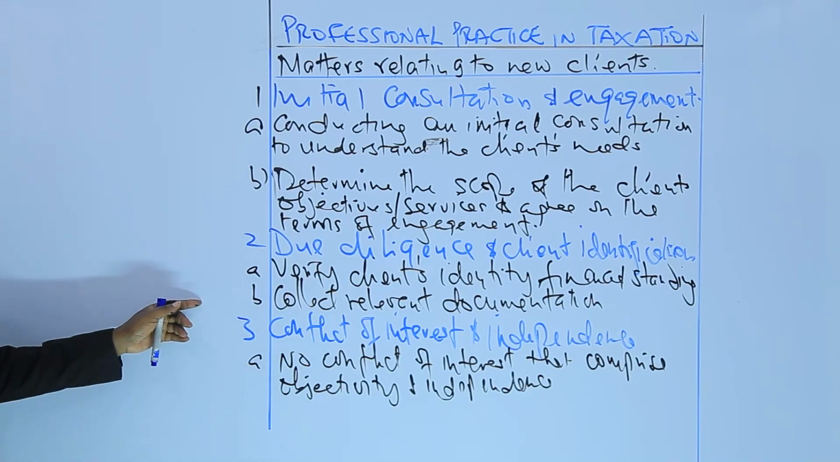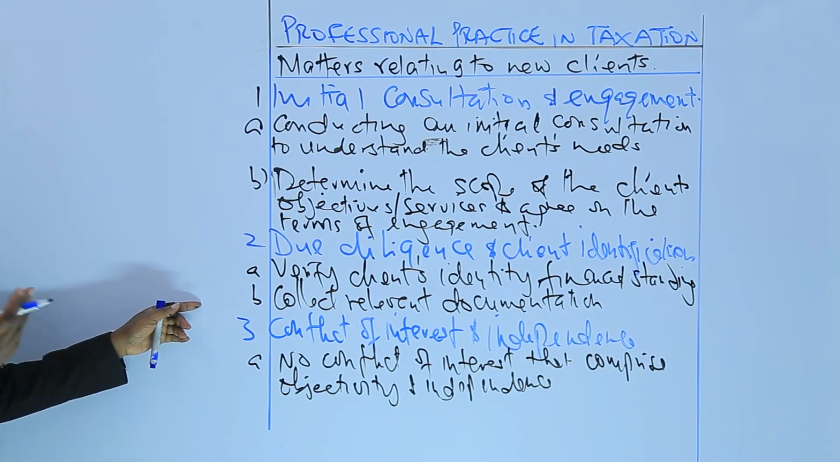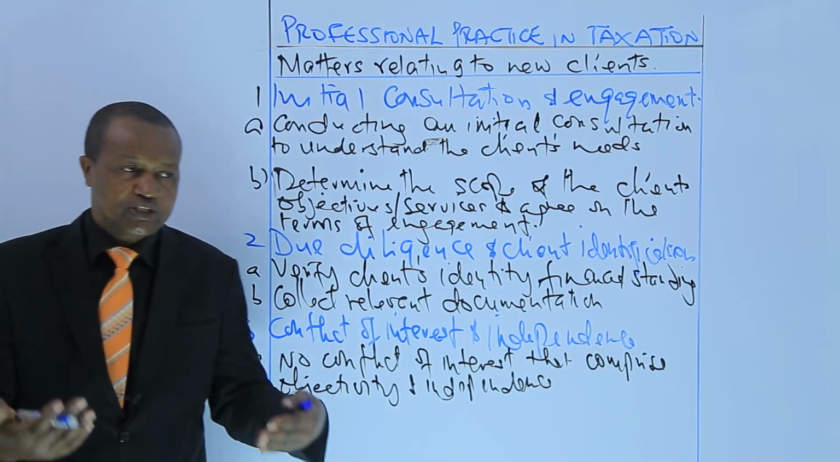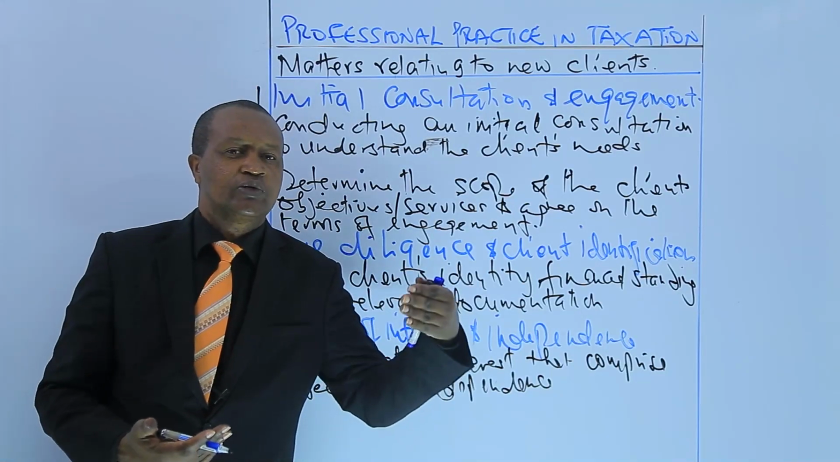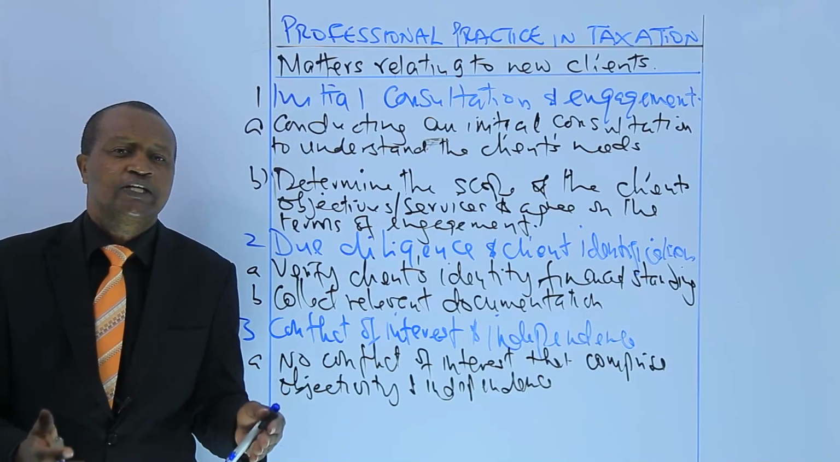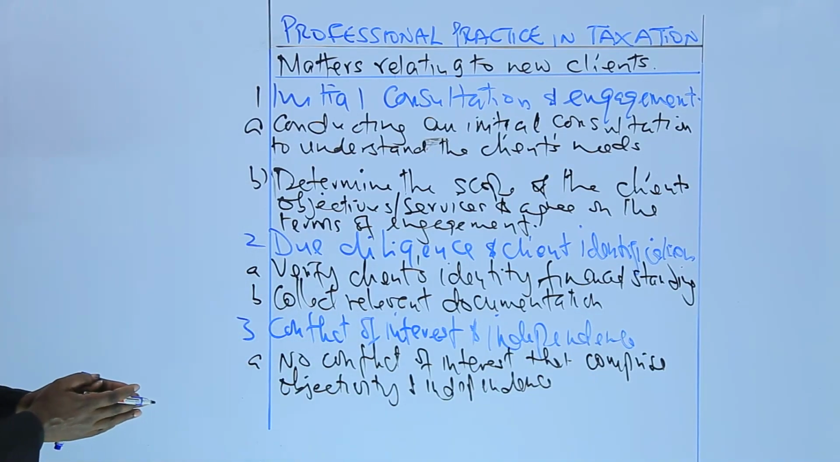That may compromise objectivity and independence. And here again, the auditor may assess any potential conflicts with existing clients or any personal relationships that could affect the engagement. Conflict of interest.